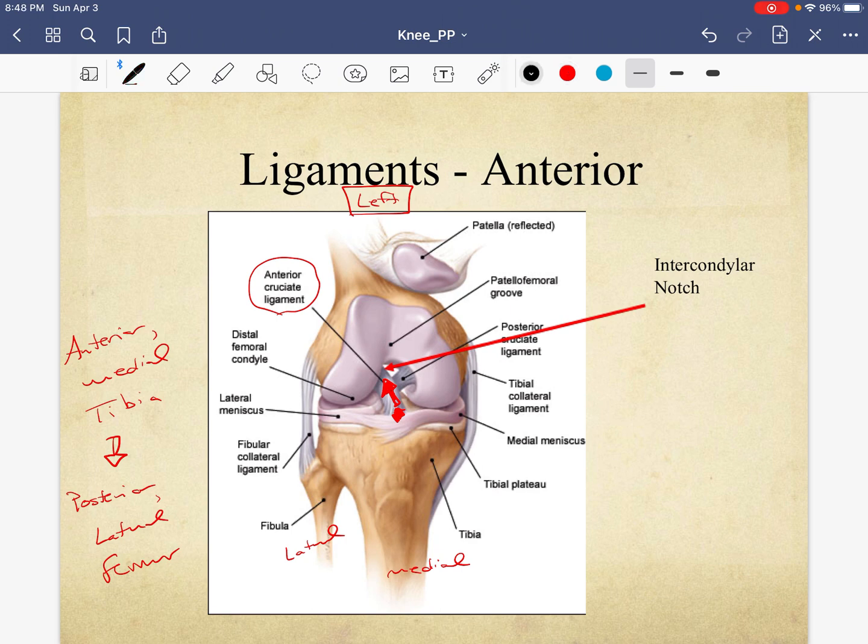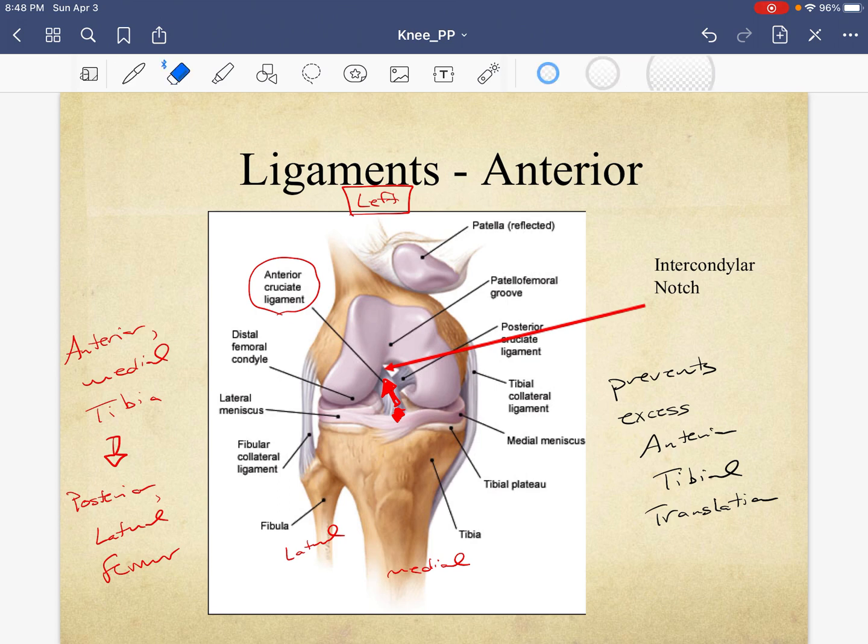So what is the function of a ligament? The ligament runs from bone to bone, helps to hold the bones together, but more specifically, the anterior cruciate ligament prevents excess anterior tibial translation. I will bring a model to lecture so you can see this. Basically, if you think about the femur being on top of the tibia, as it is, this prevents the tibia from moving too far forward.